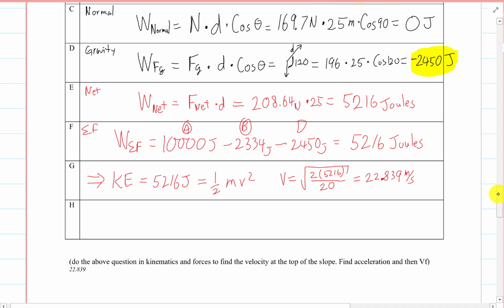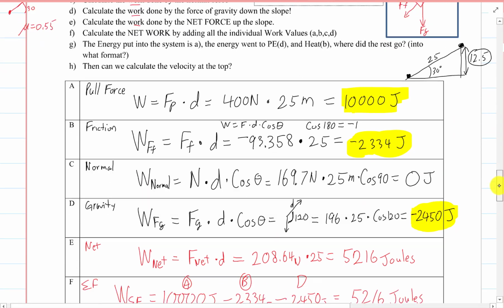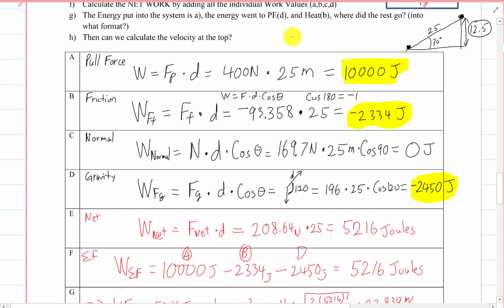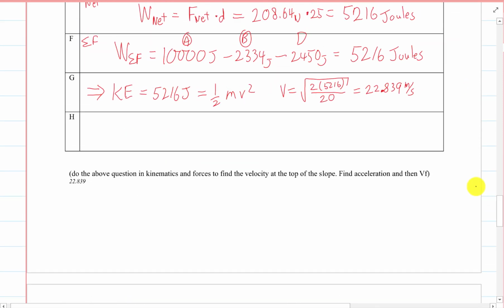Okay? But now that we've done it, how would we do it with kinematics? And sorry, I did H right in here in G, so I didn't need H. Kinematics. So F net is equal to, what was it, 208.64 newtons, and that has to equal MA, and M is 20. So now let's do kinematics.